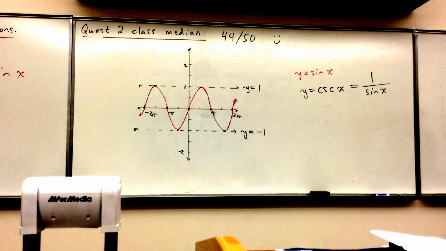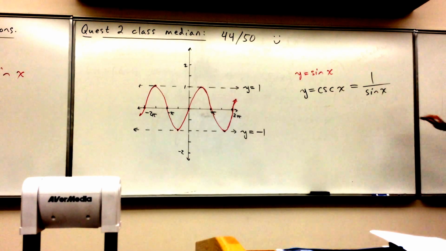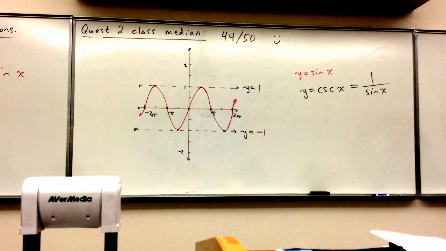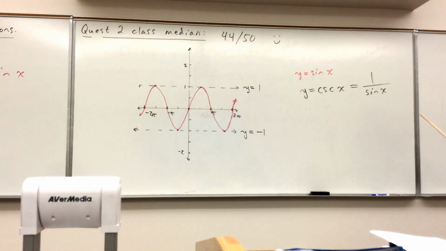0, pi, 2 pi, minus 2 pi, etc. So integer multiples of pi is going to be where cosecant is undefined. We will have vertical asymptotes wherever the sine function equals 0. So all the x-intercepts of our sine function will be vertical asymptotes of our cosecant function. Does that make sense? So pencil in those vertical asymptotes.